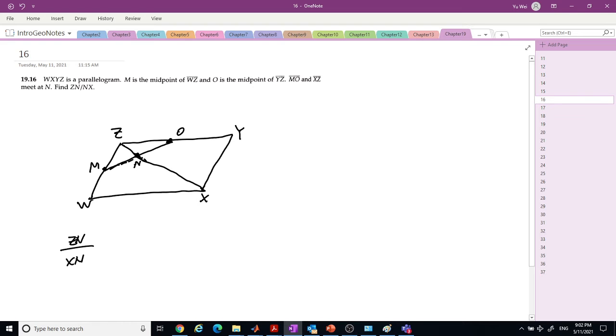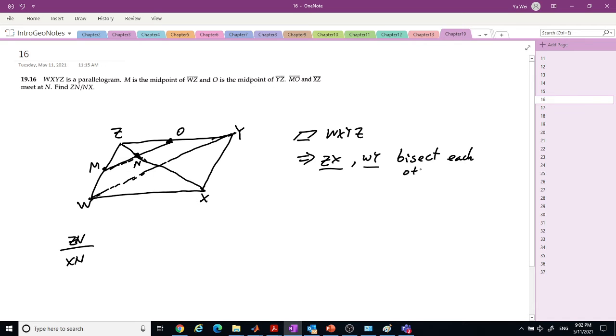Okay, let me do an auxiliary line of this. Okay, because the WXYZ is a parallelogram, right? So now you know the ZX and the WY are the diagonals. They bisect each other, right? Okay, so this means, let me parameterize something. This means, I mean, if this is a 2t, right? So this is the P, right?